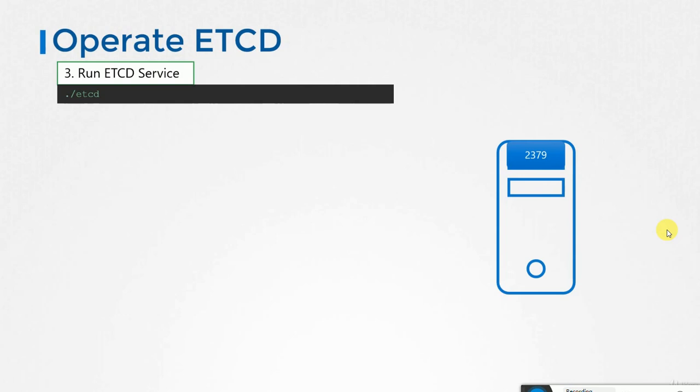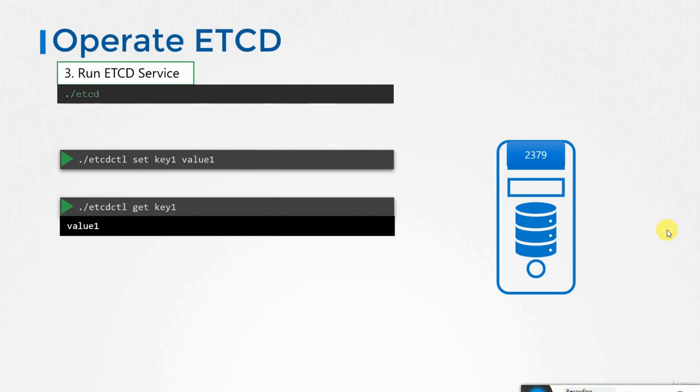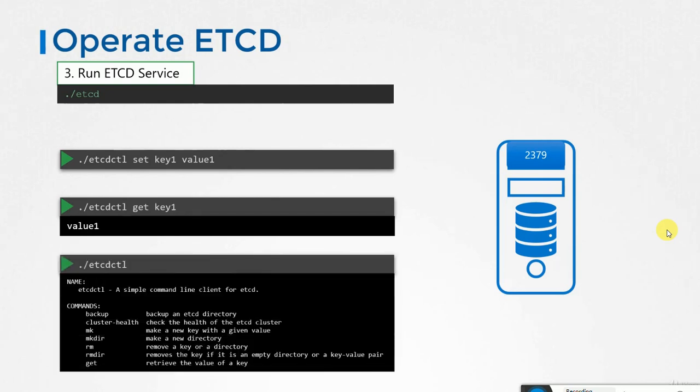A default client that comes with etcd is the etcdctl, the etcd control client. It is a command line client for etcd. You can use it to store and retrieve key value pairs. To store a key value pair, run the etcdctl set key1 command followed by the value 1. This creates an entry in the database with the information. To retrieve the stored data, run the etcdctl get key1 command. To view more options, run the etcdctl command without any arguments.